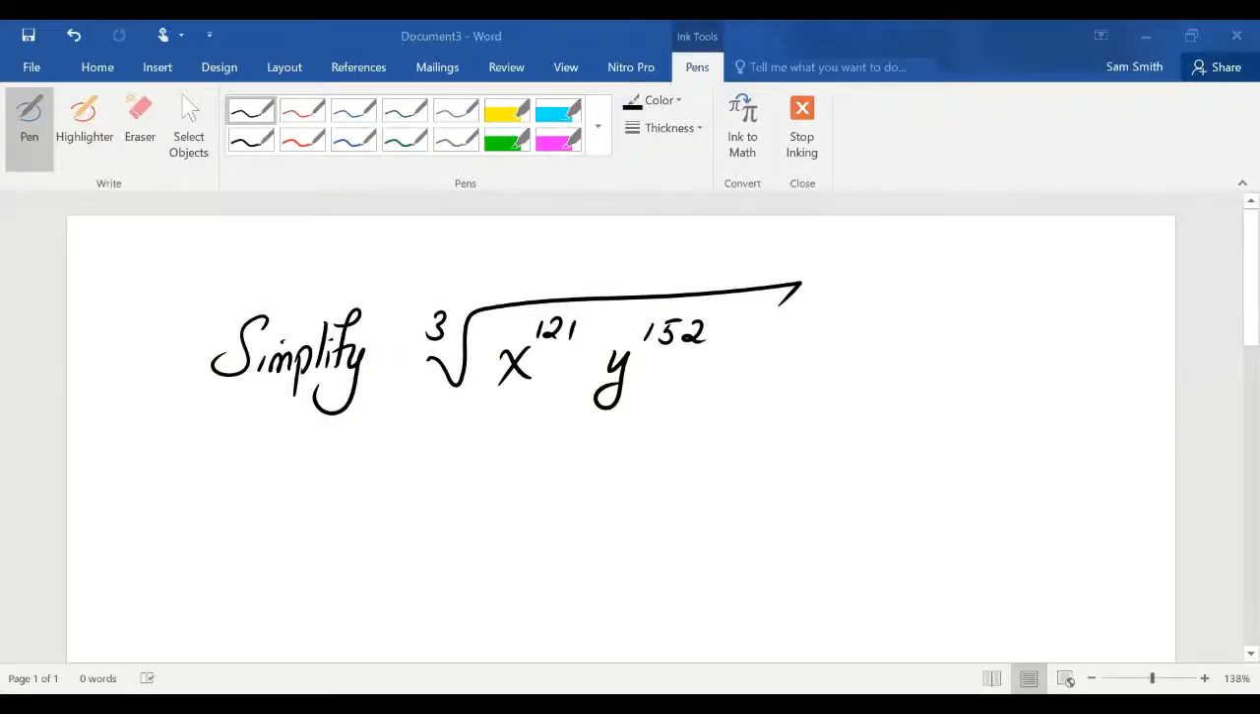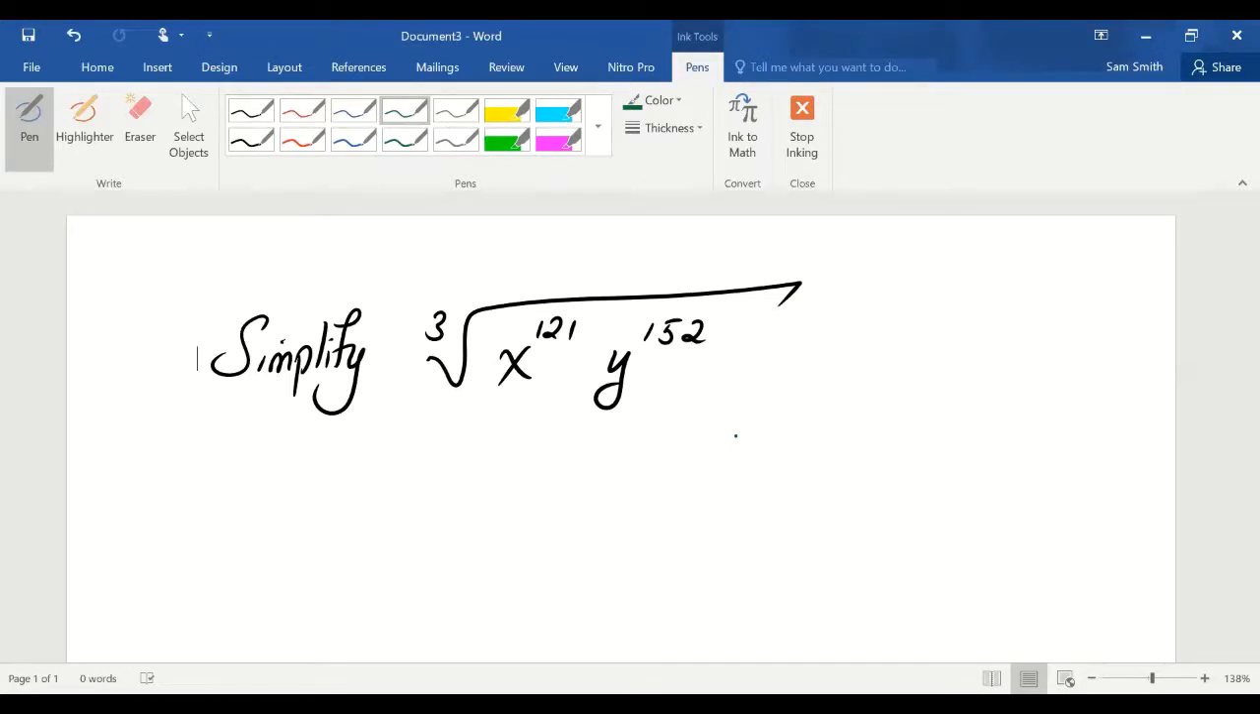So suppose that your professor is in a sinister mood and they give you this problem. Simplify the cube root of x to the power 121, y to the power 152. Now, the exponents here are so incredibly large that there is absolutely no way that I would solve this by grouping, because I just don't have the time to write down 121 factors of x and 152 factors of y.